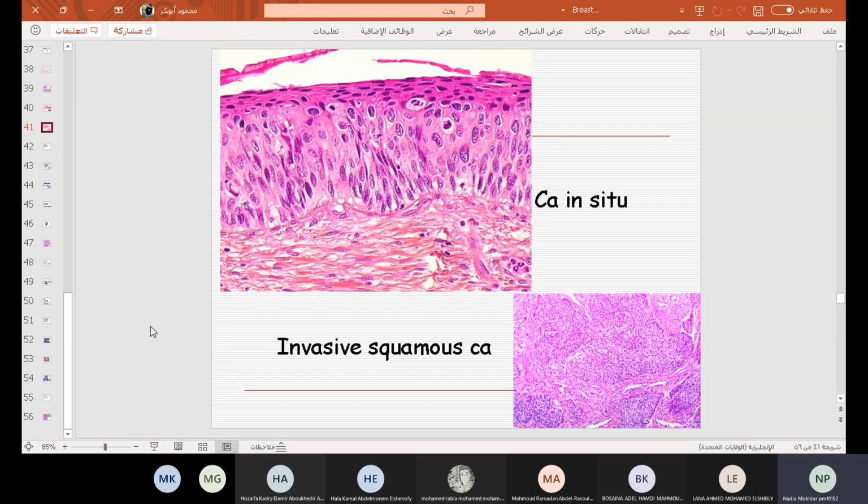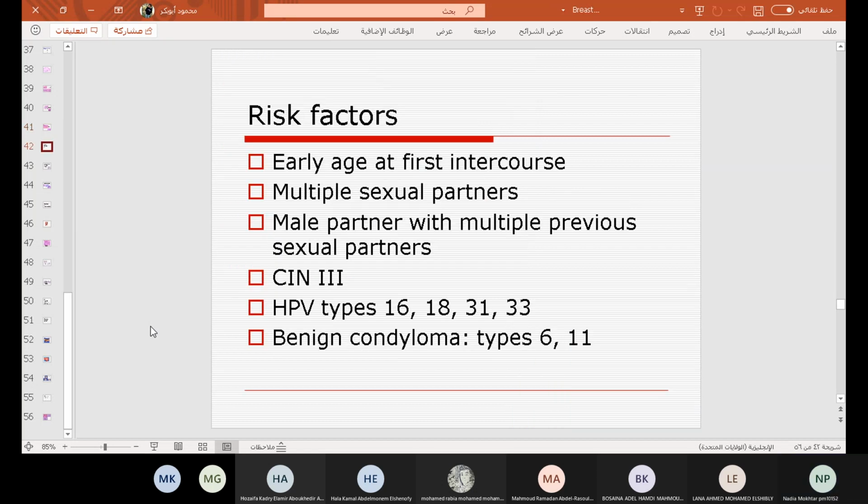Now, once the malignant cells puncture the basement membrane and invade the surrounding underlying tissues, this is called invasive squamous carcinoma. The picture above is carcinoma in situ, respecting the basement membrane. But the picture below is invasive squamous carcinoma, destroying the basement membrane and infiltrating the surrounding tissues.